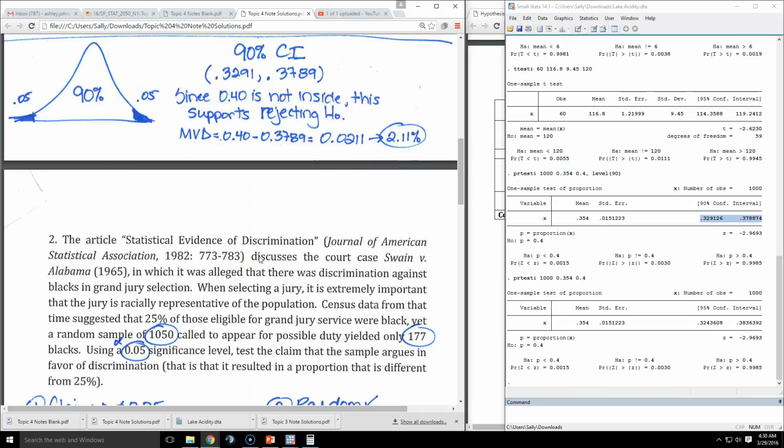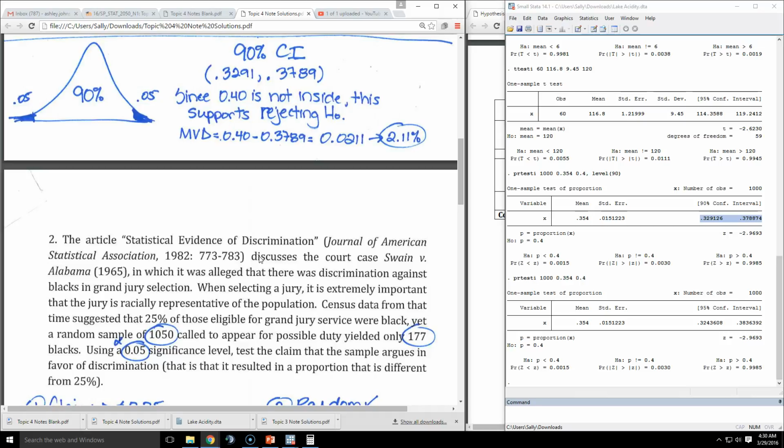The article Statistical Evidence of Discrimination from the Journal of the American Statistical Association discussed the court case Swain v. Alabama in 1965, and they alleged that there was discrimination against blacks in the grand jury selection. And so this is really important when you're making a grand jury, that your jury is representative of the population. So it's the same concept of, it's a sample basically.